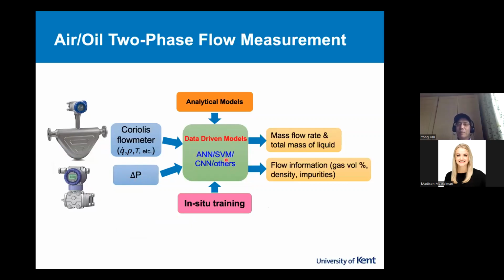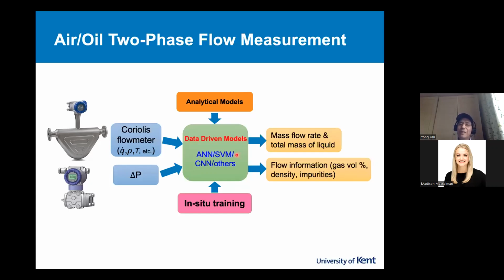So it goes through a modeling process, and we can predict mass flow rate. Hopefully this is the correct one, a fairly accurate one, and hence the total mass. In addition to the measurement, we also have flow information such as density, even gas volume fraction, so how much air bubbles in oil, even impurities in the fluid.